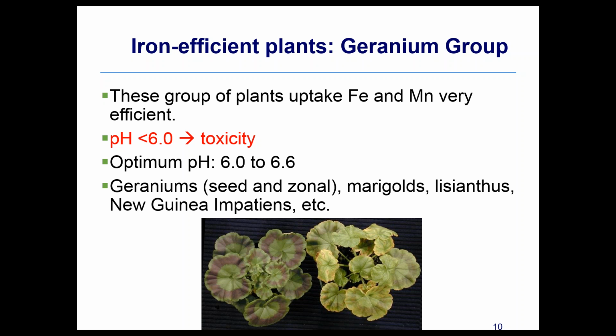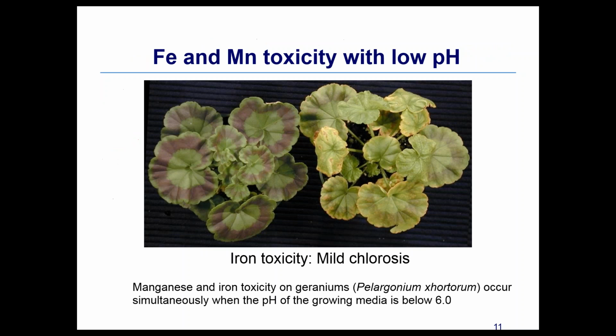And again, here is a list of the plants that belong to this group. So if you have these plants, think about it: we don't want to have the pH on the low end. Now we're going to switch to iron and manganese toxicity with low pH.